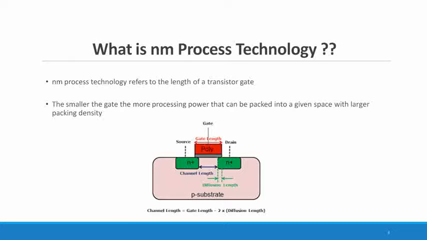So what is the use of this nanometer process technology? The smaller the gate size, the smaller the transistor becomes. As the transistor becomes smaller, the packaging density, the number of transistors embedded on a single chip, goes on increasing. It gives more packaging density and more processing power, due to which the processor becomes much faster and more powerful.